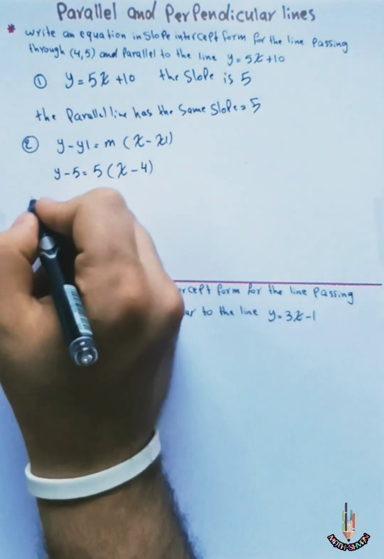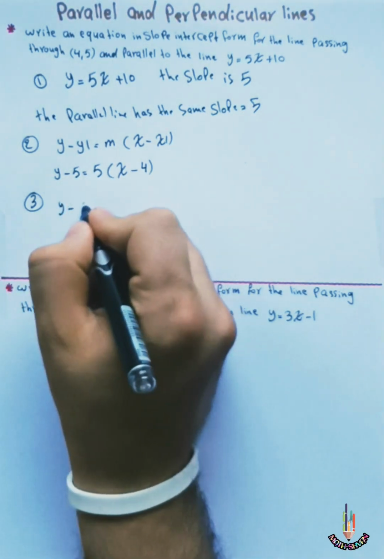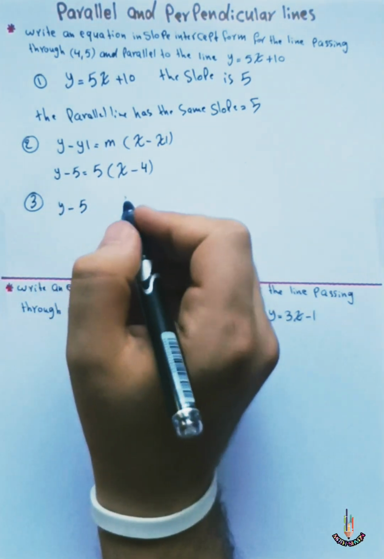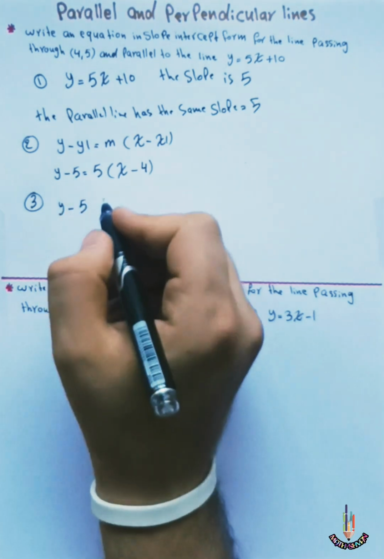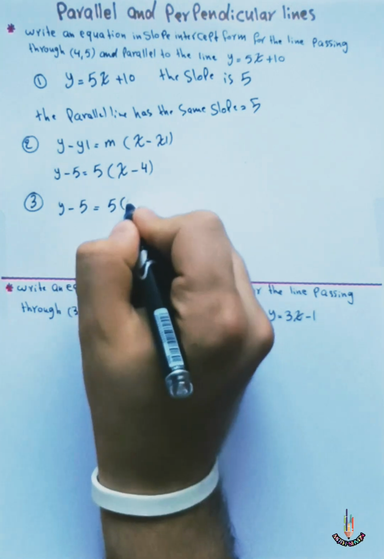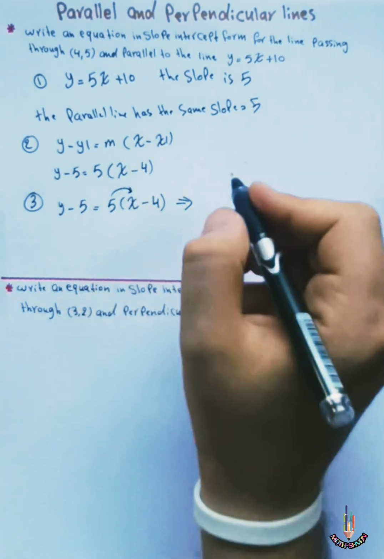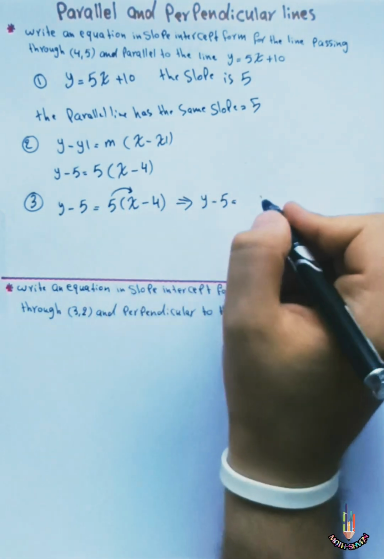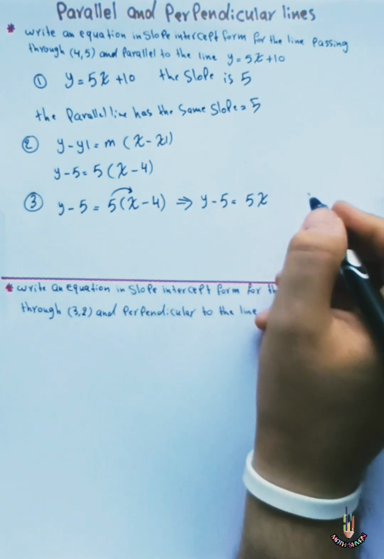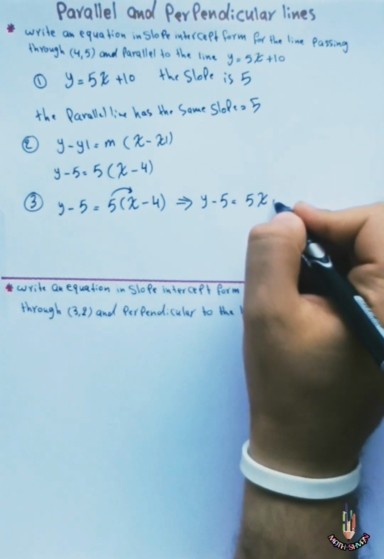After that, the last step, we have to write the equation in slope-intercept form. So we have y minus 5, and we have to find the y-intercept. So y minus 5 equal to 5 times x minus 4. We have to multiply this 5 into the parentheses, so y minus 5 equal to 5x, and then 5 times 4 is negative 20.